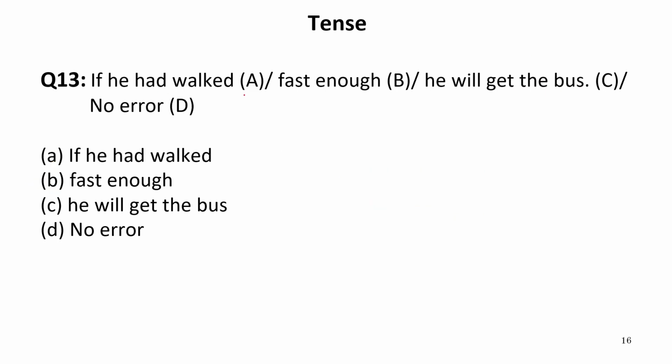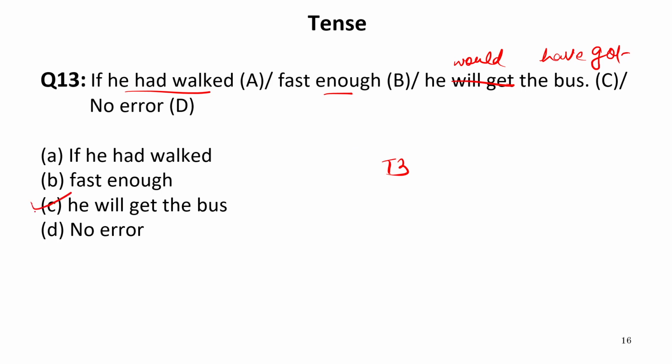Now let us move to the next one. If he had walked fast enough, he will get the bus. So again, this is type 3 condition. The first part is in past perfect tense, that is the first clause. So the remaining clause will be in the structure of would, then have, then third form. So will get should be replaced with would have got.